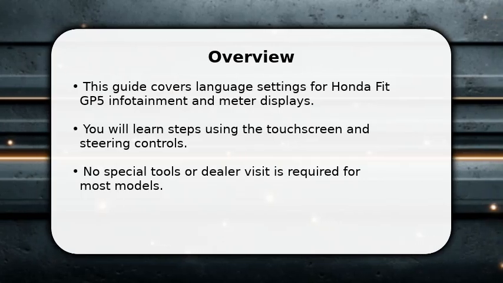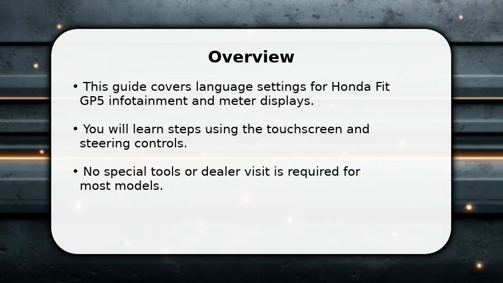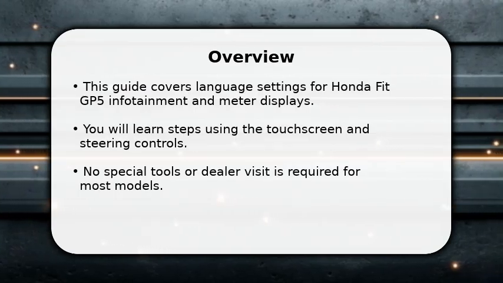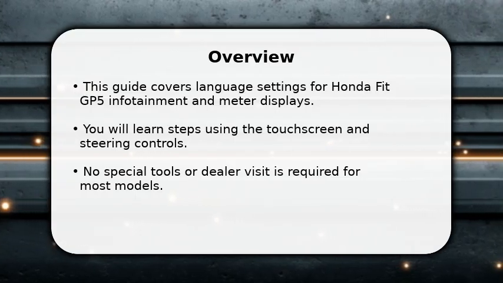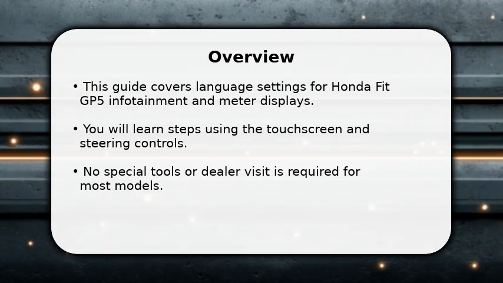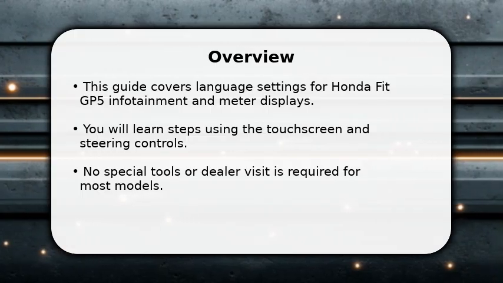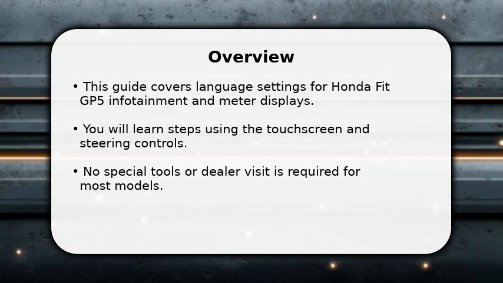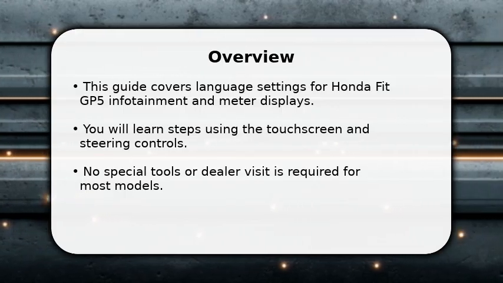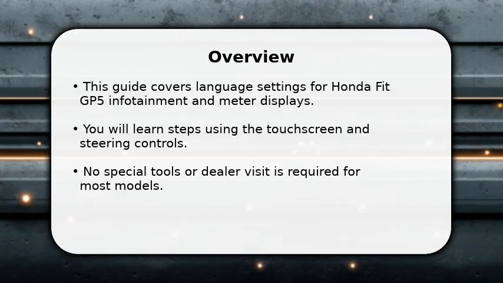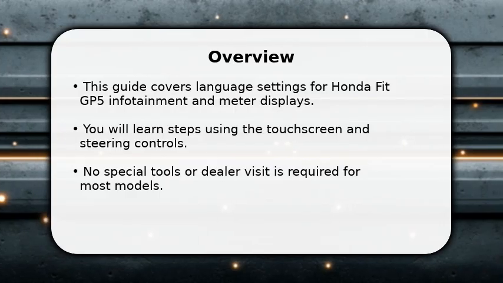In this video, I will show how to change language in Honda Fit GP5. Start by powering the vehicle and turning on the infotainment screen, then access the main settings menu immediately. Use the touchscreen or steering wheel controls to navigate to the system or display settings. I will walk you through selecting language options, confirming changes, and troubleshooting common issues so you can restore your preferred language quickly and confidently.